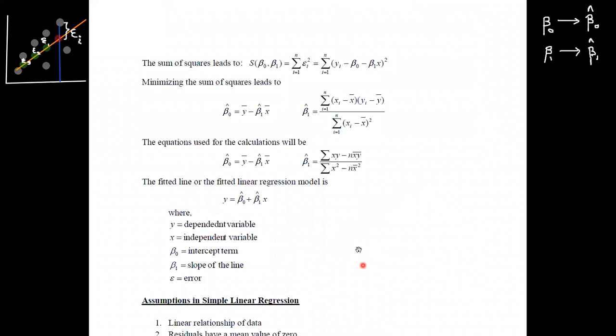Now we will use the sum of squares. It is the method that we use to identify beta naught hat and beta 1 hat. If I brief about this method, the equation that you had for this regression was y equals beta naught plus beta 1 times x plus epsilon. This is the equation you had.